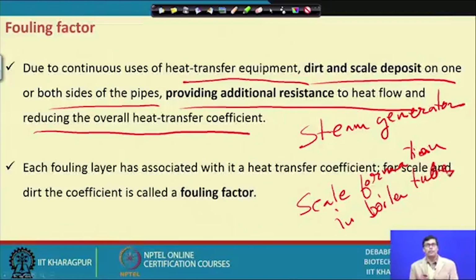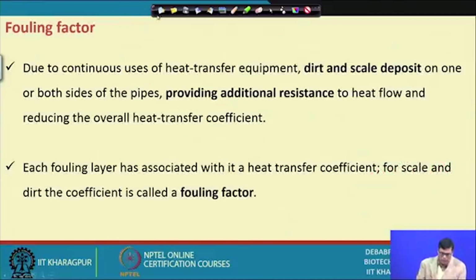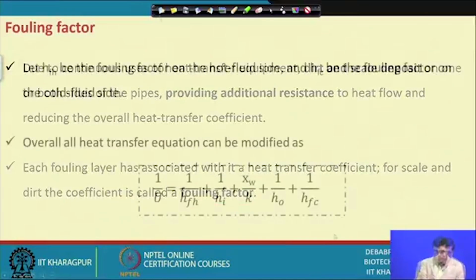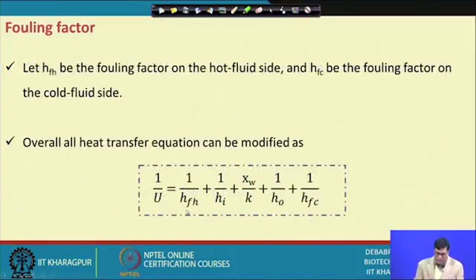Now, if there is scale formation in the boiler tubes, what will happen? The heat will not transfer properly; the conductivity of the solid surface will be less, so you require more heat. That is the fouling factor. Each fouling layer is associated with a heat transfer coefficient; the dirt and scale coefficient is called the fouling factor. So, if we consider the hot surface and cold surface, then we get the overall heat transfer equal to this, which we can write like this.